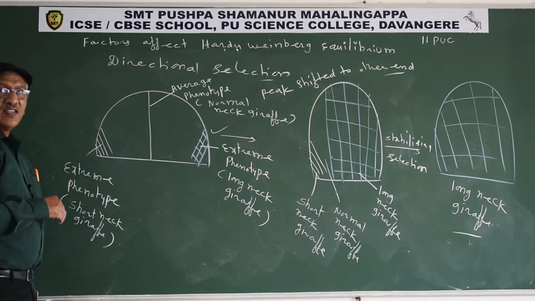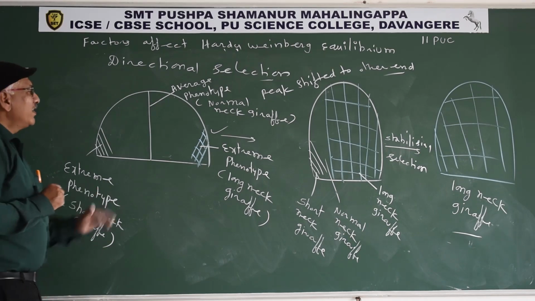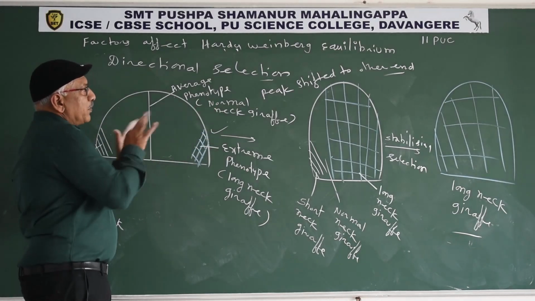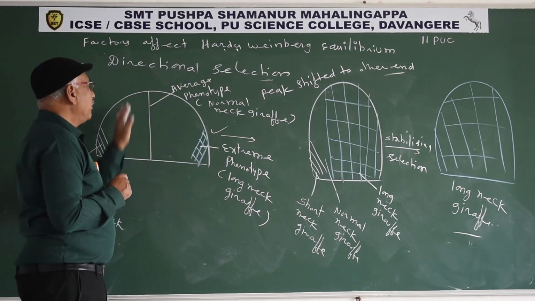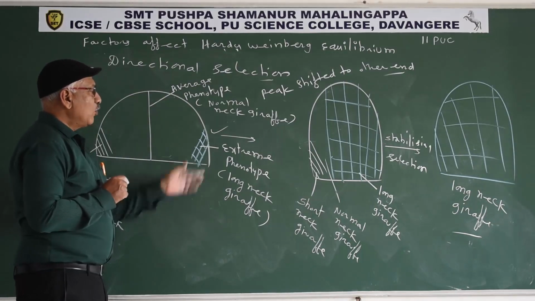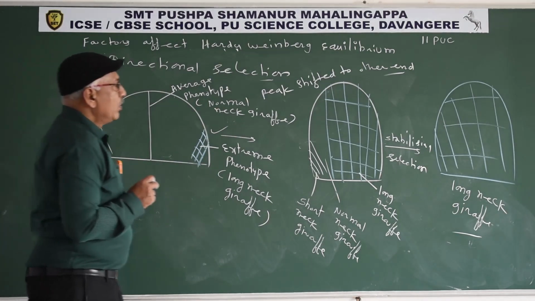When gradual changes occur in the environment, directional selection is operating. Directional selection selects one extreme phenotype. As a result, the peak shifts to the other end. Previously, the peak was the average phenotype. Due to the operation of directional selection, one extreme phenotype becomes the average phenotype.